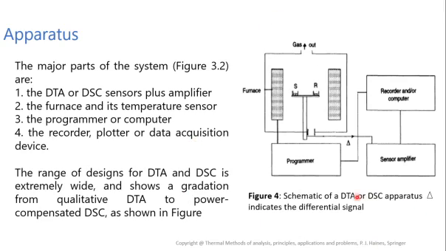So this is the schematic representation of DTA DSC, where delta P indicates the differential signal in the power, or we can say the temperature. This is the furnace. We have seen a similar arrangement in the thermogravimetric instrument. There also the furnace covers the sample and reference. Here is the gas outlet. Then this is the programmer. This is a sensor, amplifier, and recorder, or we can say the computer.